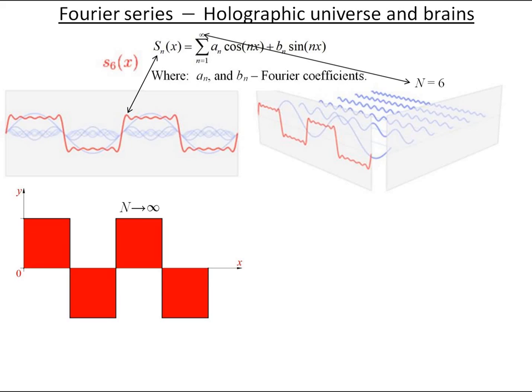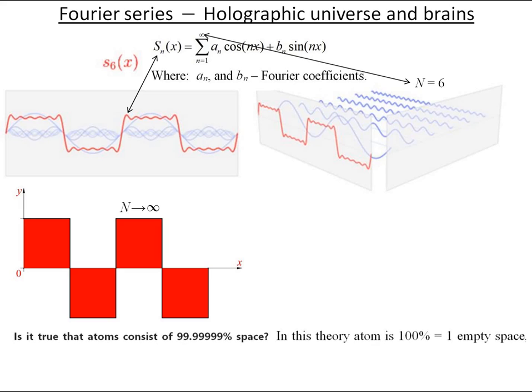So to get 100% finite area with Fourier series is impossible, but errors always exist. It is true that, but also it is true that atoms consist of 99.9999% empty space. In this theory, atom is 100% empty space, and electron is a probabilistic math construct.